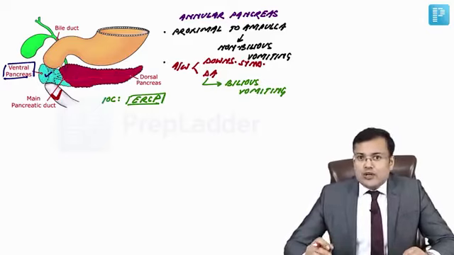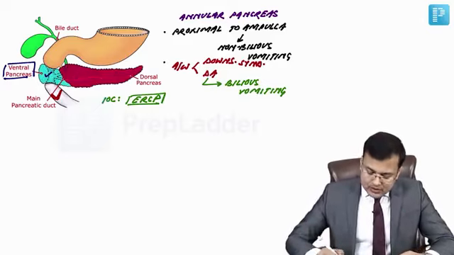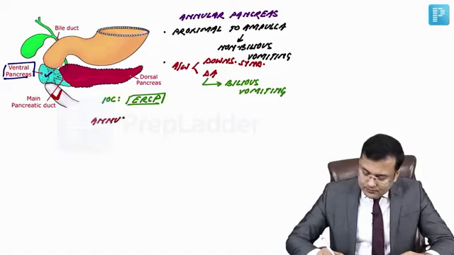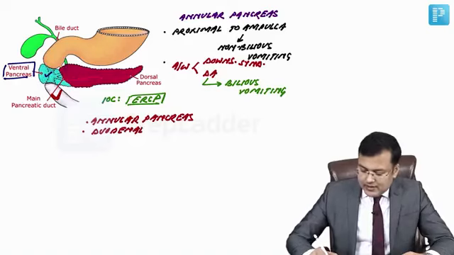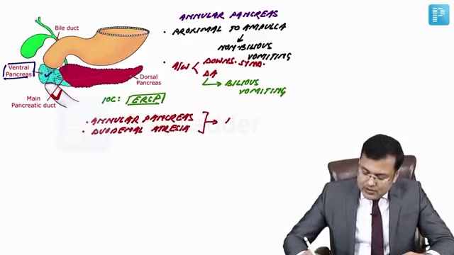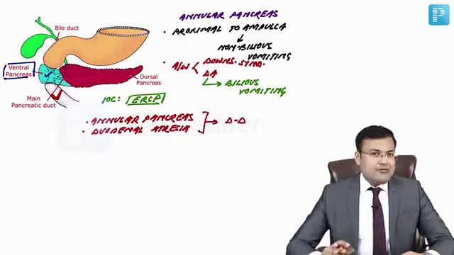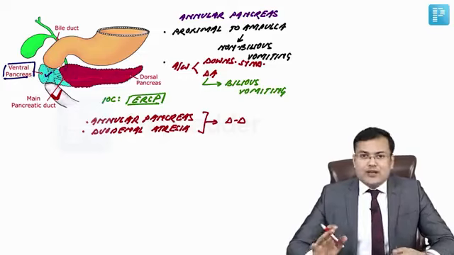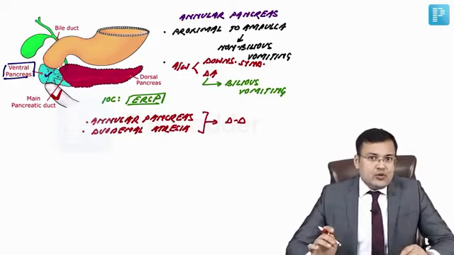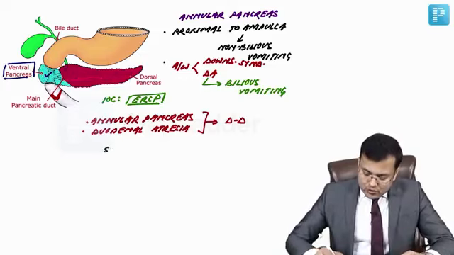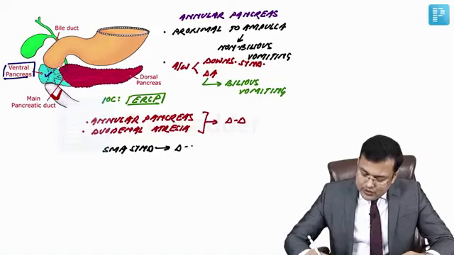That is duodenostomy. So for both annular pancreas as well as duodenal atresia, the treatment of choice is duodenostomy. And for superior mesenteric artery syndrome, the treatment of choice is duodenojejunostomy. So for superior mesenteric artery syndrome, it is duodenojejunostomy.